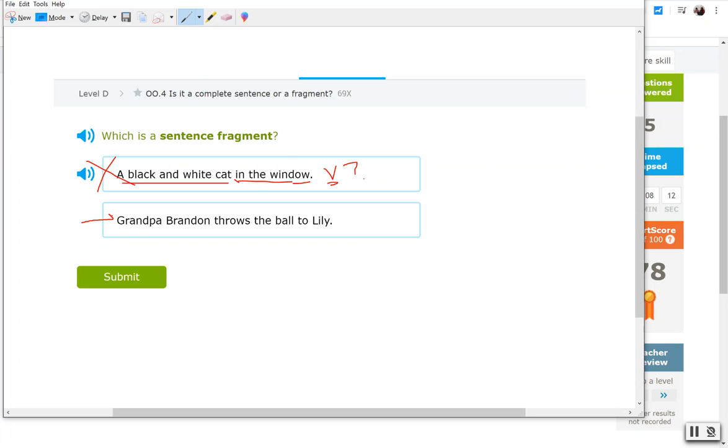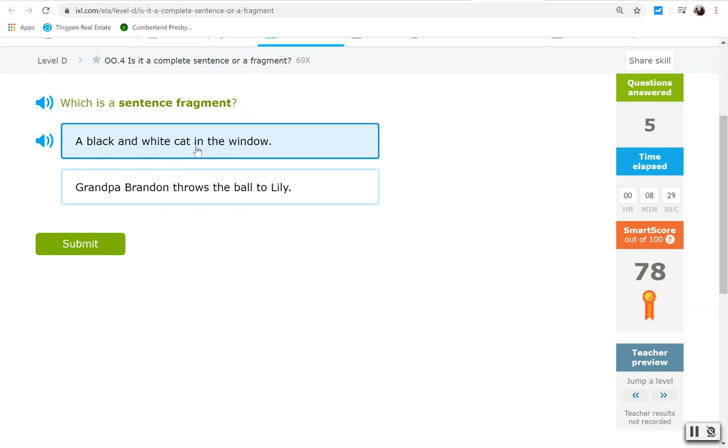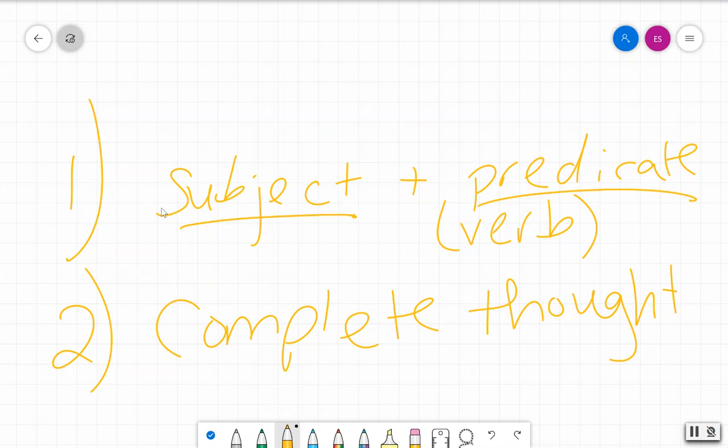So that's actually going to be our answer because it's not a complete sentence. But let's just take a look at this one too. It says Grandpa Barton throws the ball to Lily. Grandpa Barton is the subject. Throws the ball is the predicate, and throws specifically is the verb. So that is a complete sentence. Sentence fragment is the first one. All right, now it's your turn, and just remember our two rules, which are that it has to have a subject and a predicate, which includes a verb, and that it must be a complete thought.